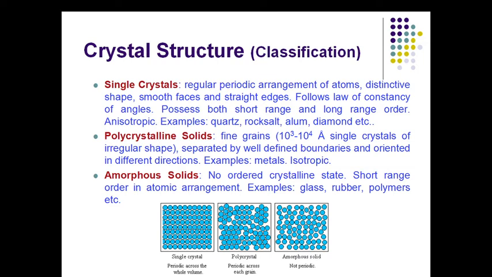Now what do you mean by isotropic solids? These are the solids in which the physical properties like refractive index or optical properties, magnetic properties, mechanical properties, all the properties of the solid remain the same in all directions. So the direction will not change its properties. Because of the atomic arrangement, the properties are the same in all directions.